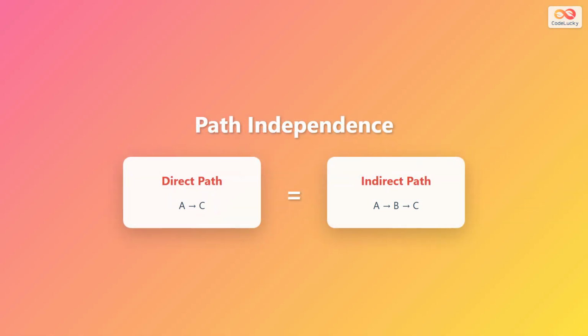Let's visualize this concept with a simple example. Imagine we want to go from A to C. We could take a direct path from A to C, or we could take an indirect route going from A to B and then from B to C. According to Hess's law, the total enthalpy change for both pathways will be identical. This path independence is what makes Hess's law so useful in chemistry.